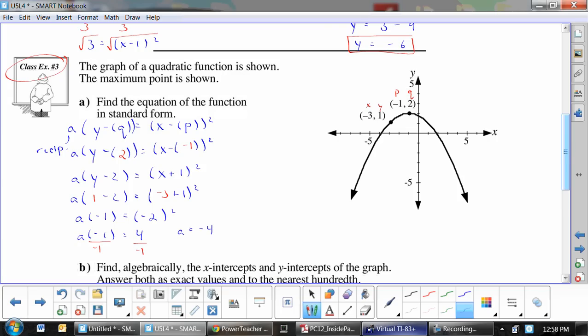So at the end, I have a is equal to negative 4, but I have to remember that we need to flip it to make it the reciprocal, right? So when we write it in our equation, we can still write it as negative 4 y minus 2 is equal to x plus 1 squared, and then when we put it into y equals, it will become the reciprocal.